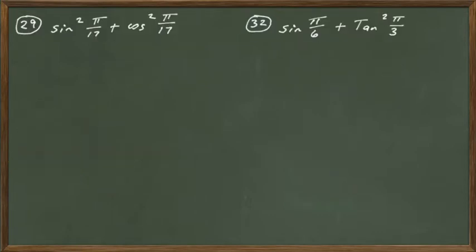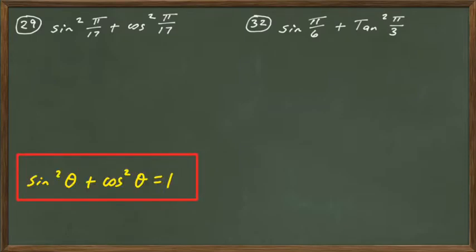Now on 29, we know that if you have sine squared plus cosine squared, it's going to equal 1, as long as we have the same angle. To do this effectively, you kind of have to know this trig identity. It's one of the Pythagoreans. As long as these angles are the same, which they are, sine squared plus cosine squared will equal 1.